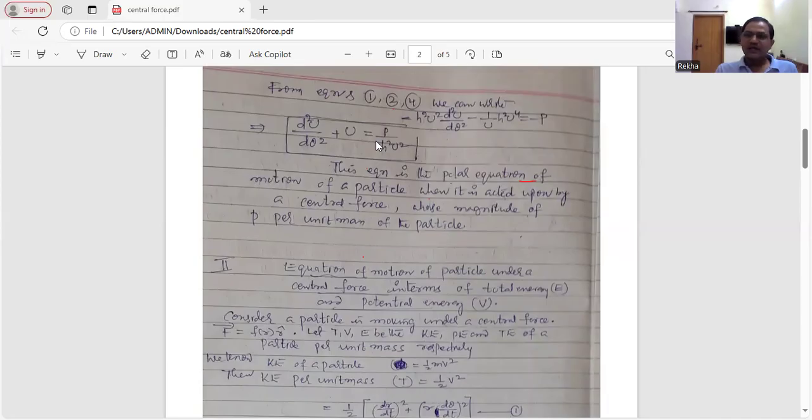From that you can write F by m. So the force by mass of the planet is equal to capital G capital M by r square. Capital M is the sun's mass. So that you have to understand. P is the force per unit mass, and u is equal to 1 by r. The equation of motion is d square u by d theta square plus u equal to p by h square u square. Okay, this is a very, very important topic, particularly for the semester examination.